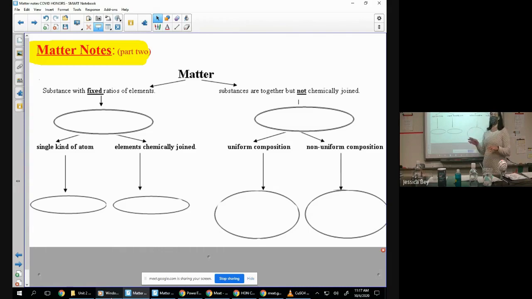So we're going to go ahead and fill this in with all of the terms that we talked about yesterday. Yesterday, we talked about pure substances and mixtures. The substance with a fixed ratio of elements, is that going to be a pure substance or a mixture? Perfect. Pure substance. Very good.